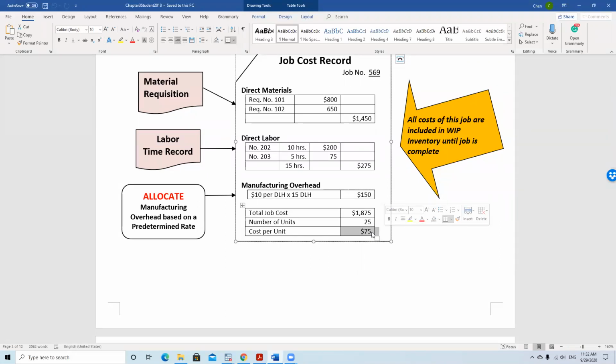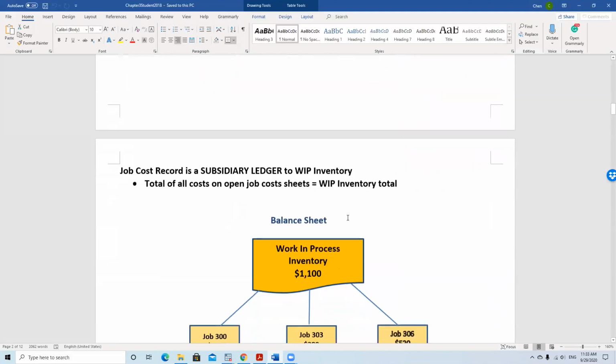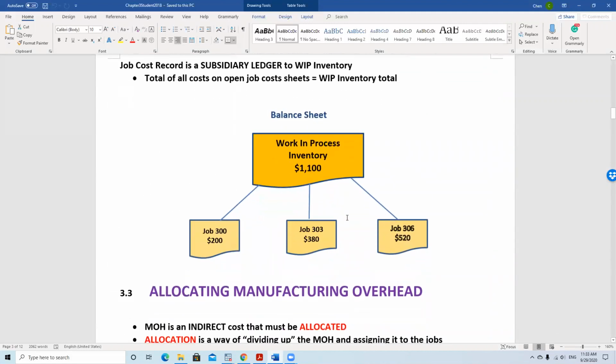Okay, this is actually the spirit of chapter 3. We're gonna try to do this kind of thing, and then try to estimate your cost for each unit that you produce. Job cost record is a subsidiary ledger to work in progress inventory. So once your job costs are recorded, you can see that job 300 and 303, 306, and there's a total of $1,100, and then these are work in progress inventory.